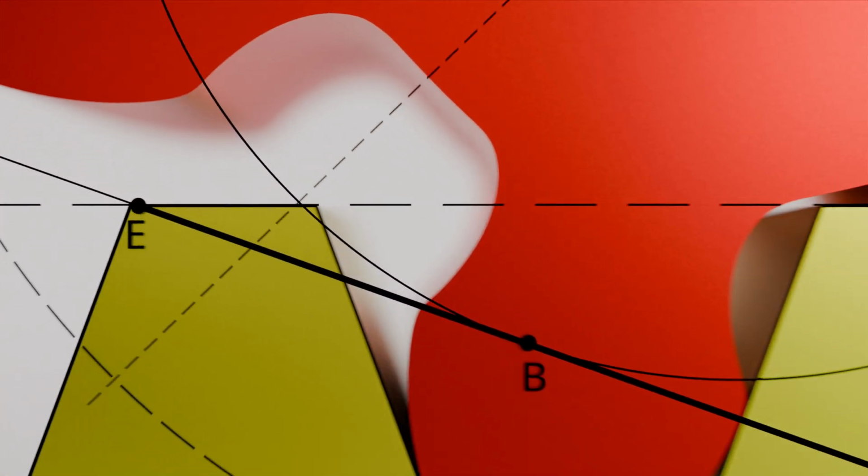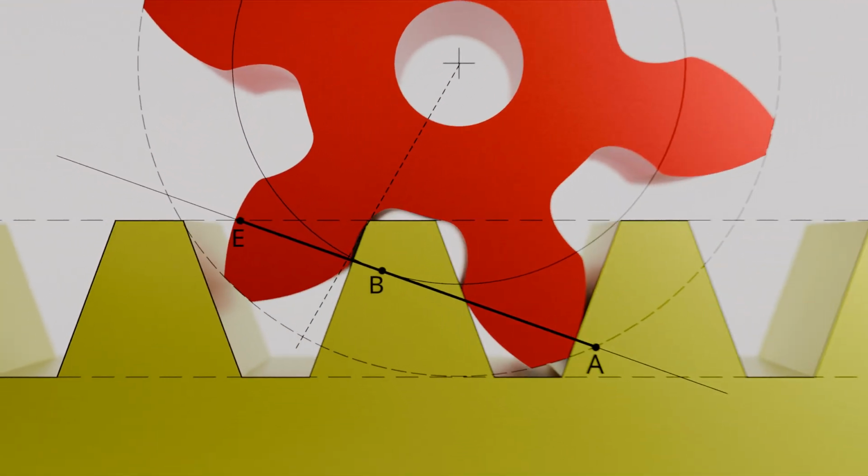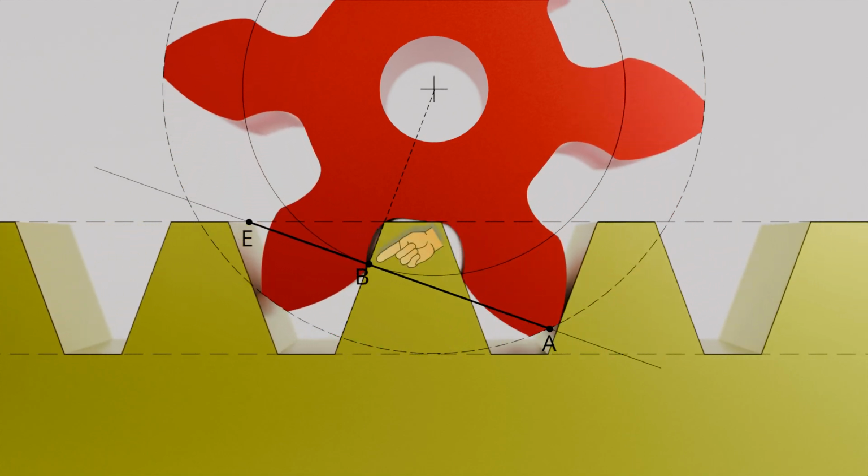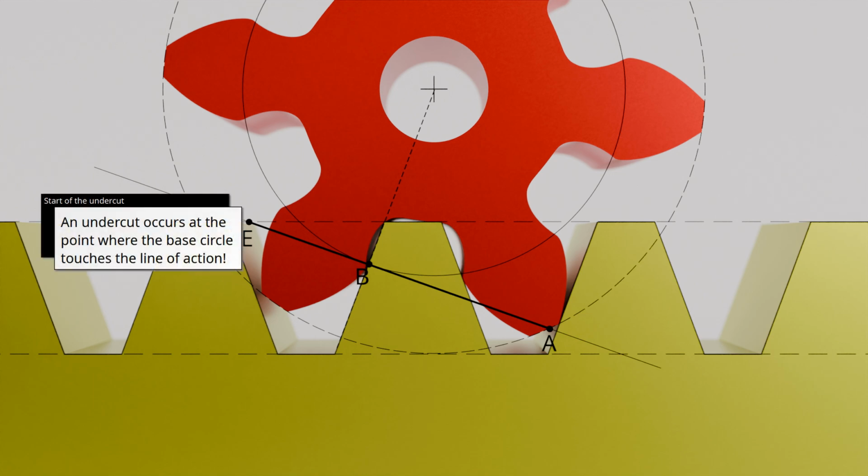The point B from which undercutting occurs generally corresponds to the point of contact between the base circle and the line of action. At this point, the flank of the reference profile coincides with the radial line of the gear. Beyond this point, the reference profile will then cross the radial line and undercut the tooth. So note: an undercut occurs at the point where the base circle touches the line of action.